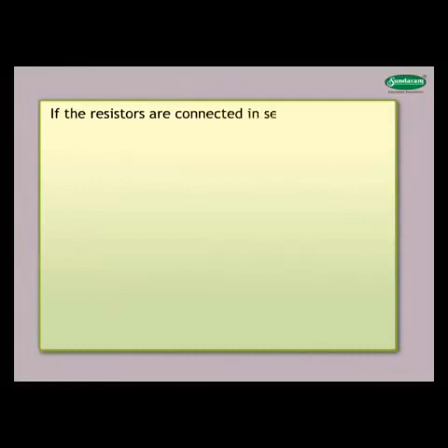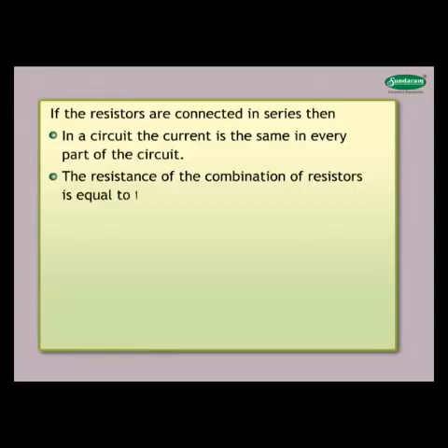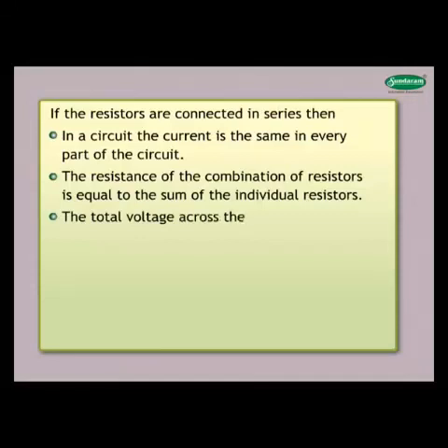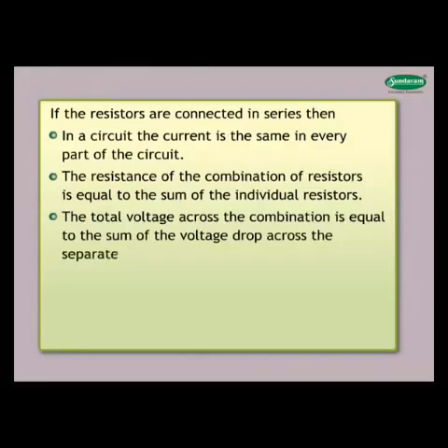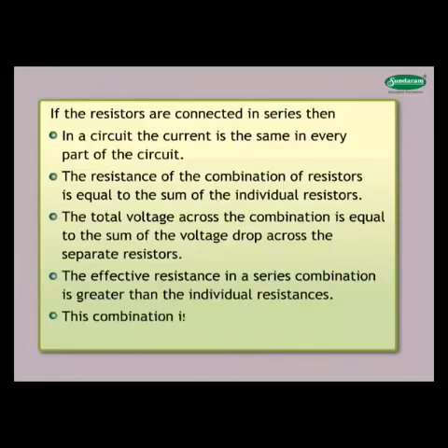up to Rn. If the resistors are connected in series, then in a circuit, the current is the same in every part of the circuit. The resistance of the combination of resistors is equal to the sum of the individual resistors. The total voltage across the combination is equal to the sum of the voltage drops across the separate resistors. The effective resistance in a series combination is greater than the individual resistances. This combination is used to increase resistance in a circuit.